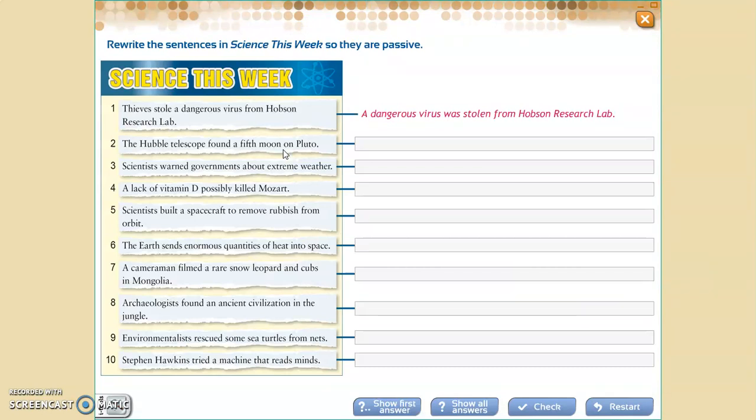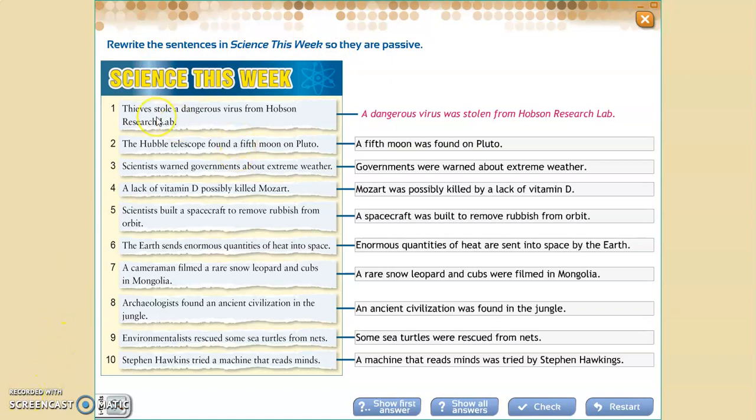This is a list of science. It's called Science This Week. And the instruction says to rewrite the sentence in Science This Week so they are passive. Okay, so what are the passive sentences? Okay, the number 2. The Hubble telescope found a fifth moon on Pluto. A fifth moon was found on Pluto.